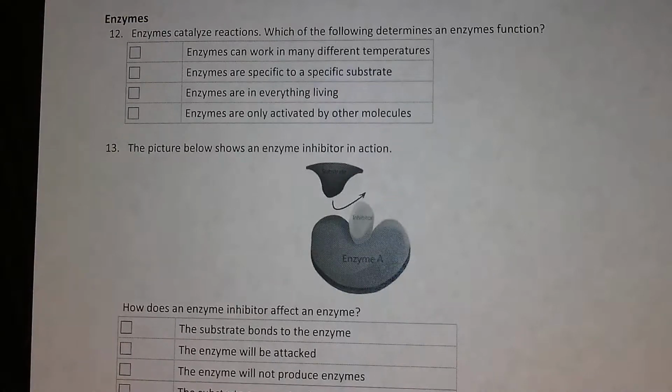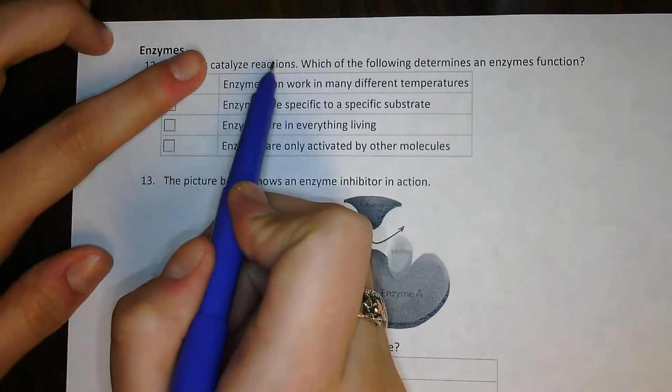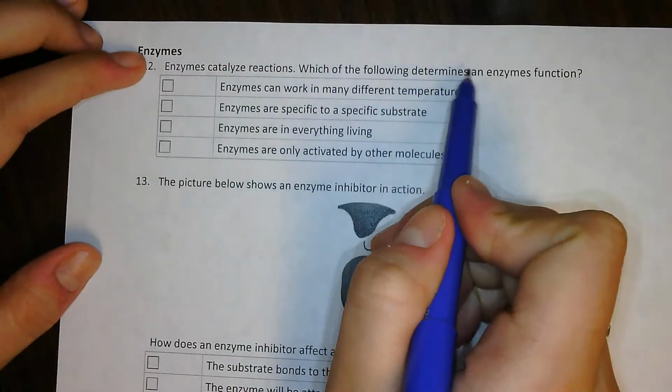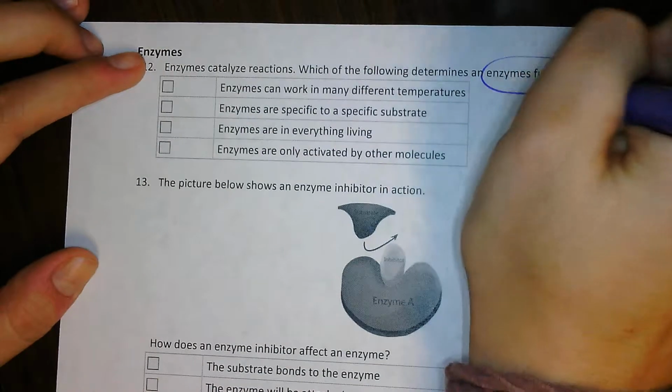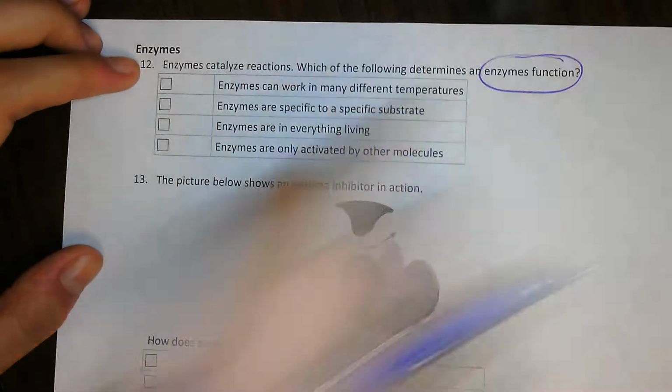All right, next up we got enzymes. Number 12. Enzymes catalyze reactions. Which of the following determines an enzyme's function? So what makes the enzyme know its job?